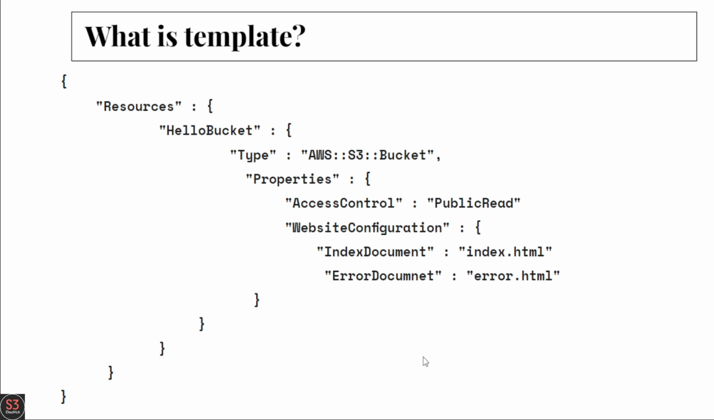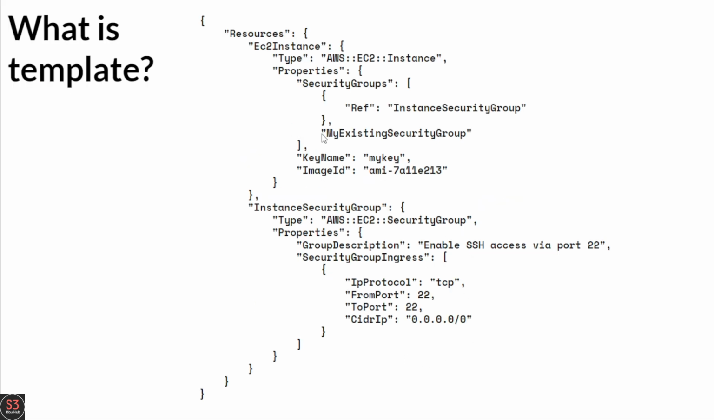Now let's see one more example. So this is the example here. We have Resources and an instance security group. So now let's understand this example. First, in the Resources part we have added the EC2 instance resource. In the instance part we have added the Properties part.